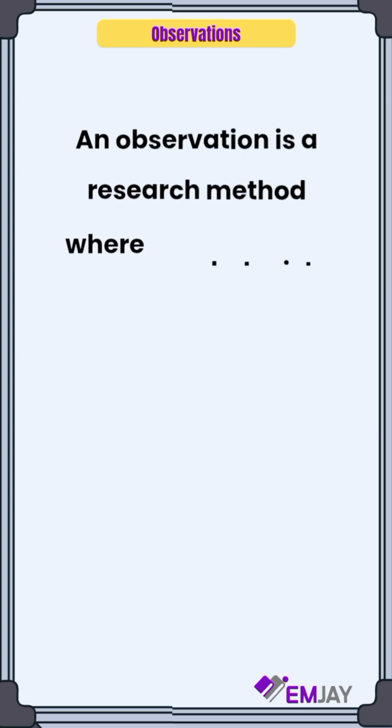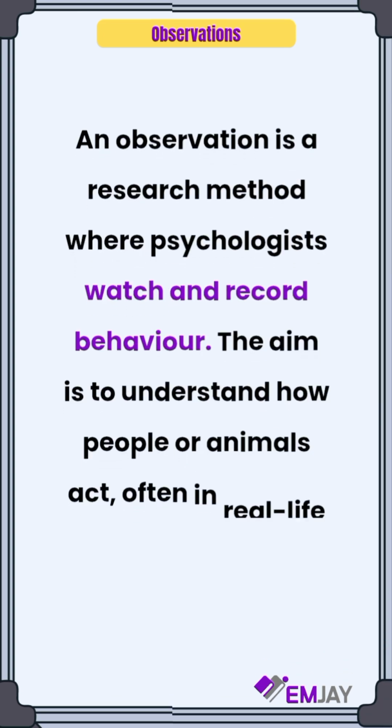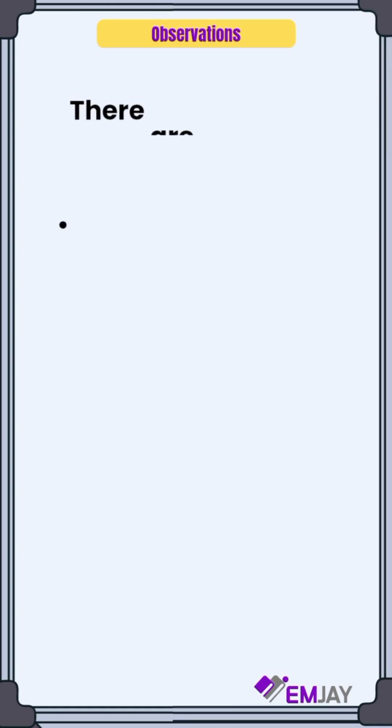An observation is a research method where psychologists watch and record behavior. The aim is to understand how people or animals act, often in real-life settings. There are two main types.